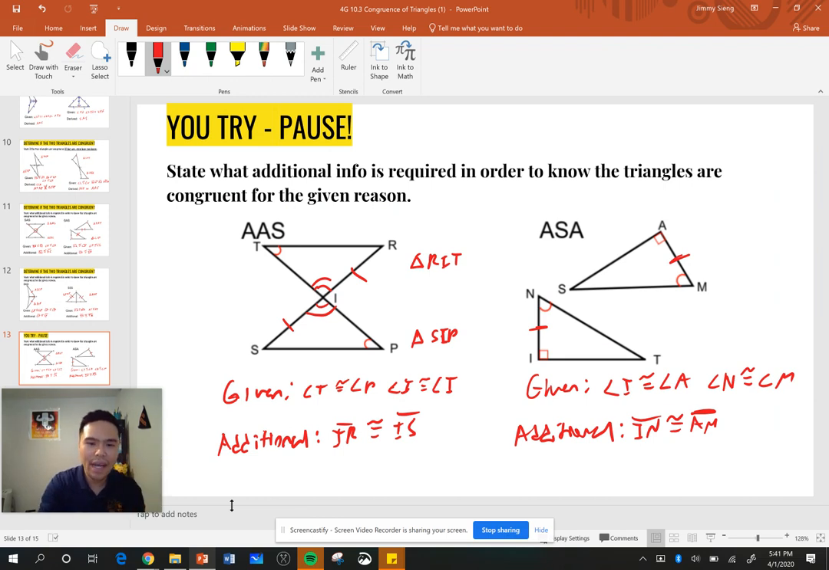These are my answers that I have. The first one, to prove angle side. Again, what I have given is angle T and P congruent, I and I, because the vertical angles are congruent. And then what you need is the side. I said that was IR and IS, okay? Next one is ASA, which is angle side angle. Given is your right angle I and right angle A, which are congruent. And then N and M are congruent. What we need is a side to make angle side angle, which is side IN congruent to AM, okay?